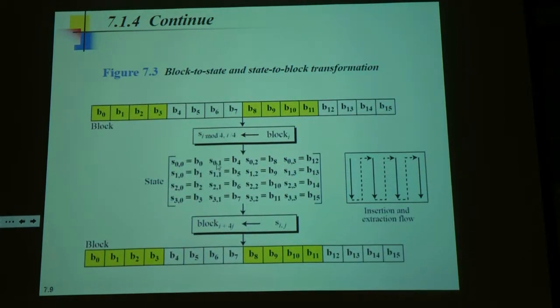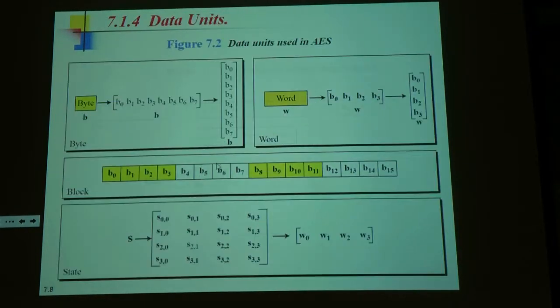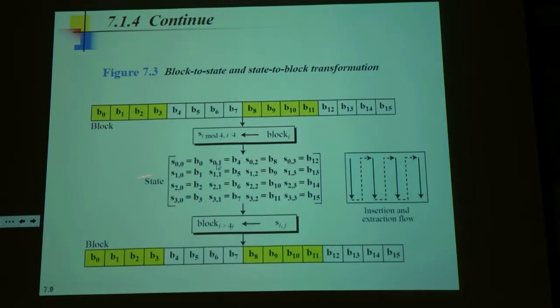So the block to state and state to block. It's very easy. You don't have to explain it even. It's very easy to convert from block to state, or from state to block. You could write a simple algorithm in a program. So block to state: this is a block which is built of 16 bytes, 4 words, word 1, word 2, word 3, word 4. So how do you do it?